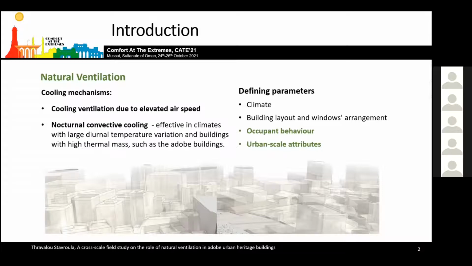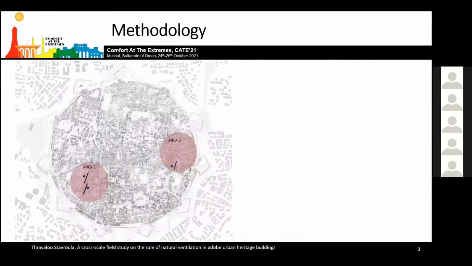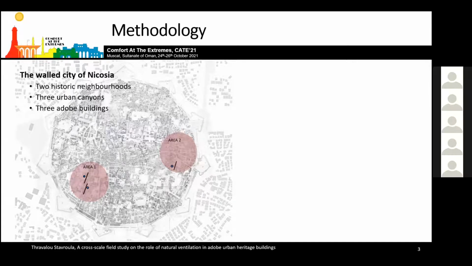Occupant behavior, as well as indoor and outdoor environmental conditions, were monitored in the historic center of Nicosia in Cyprus. Specifically, 3 heavyweight buildings were selected for environmental monitoring, located in 3 urban canyons with the same orientation in 2 characteristic areas.